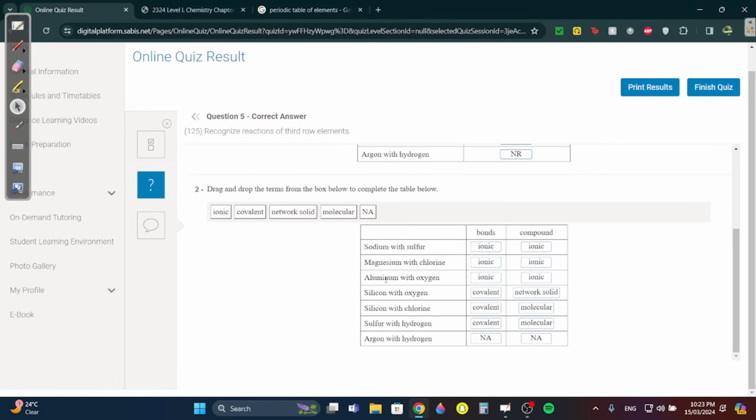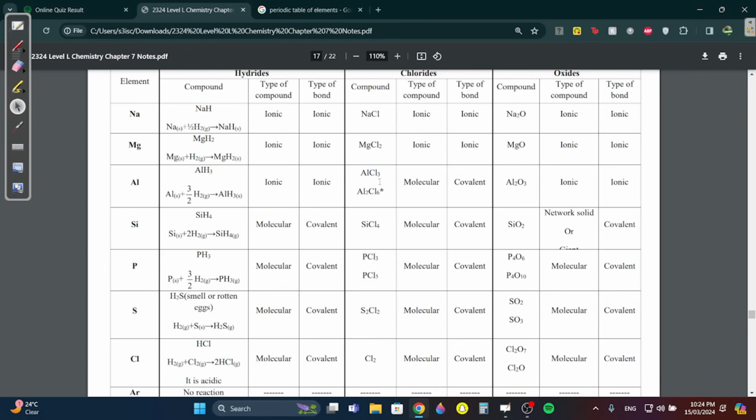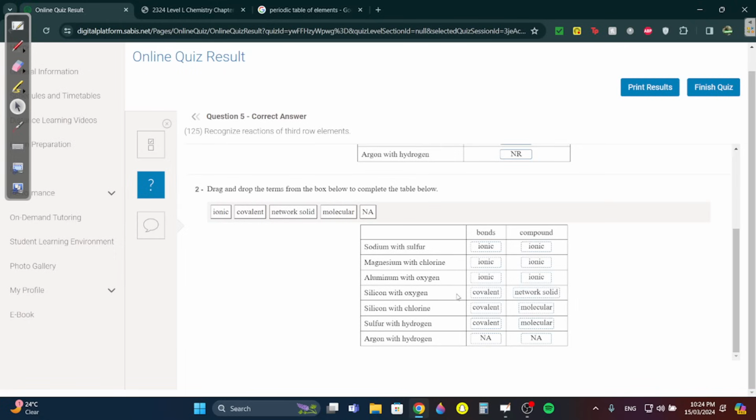But if they put aluminium with chlorine, remember that exception was molecular. Even though it was metal, non-metal, that was the only exception that would have been covalent. But here they didn't put it, so it's ionic. Silicon with oxygen, non-metal, non-metal, covalent, network solid. Network solid, not molecular, because we said silicon with oxygen, SiO2, is a network solid.